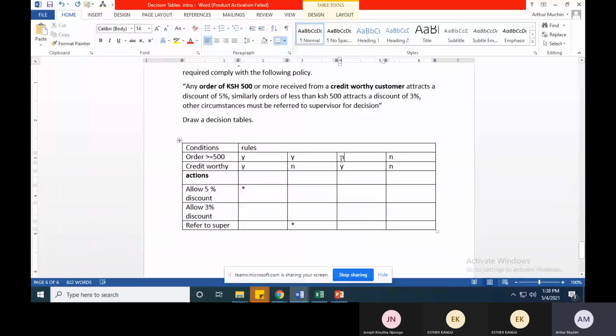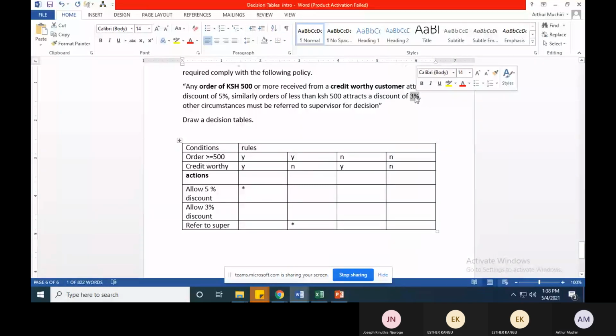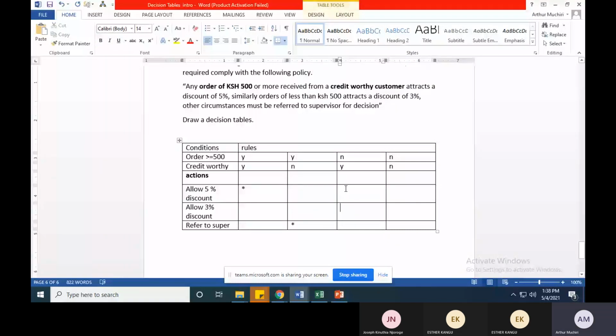His order is not greater than 500, but he's a credit-worthy customer. Anybody who makes an order less than 500 attracts a discount of 3%, depending on whether he's a credit-worthy customer. So for this one, he has not made an order greater than 500, and when you look at the items they have bought, they are below 500. Maybe it's 400 there. And he's also a credit-worthy customer.